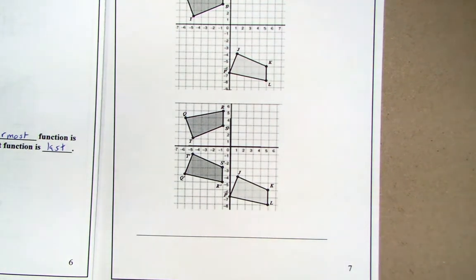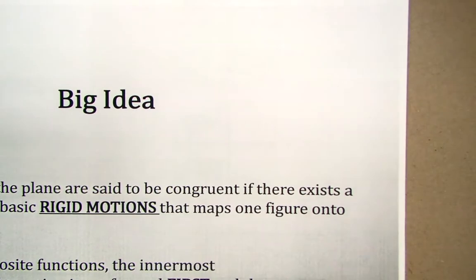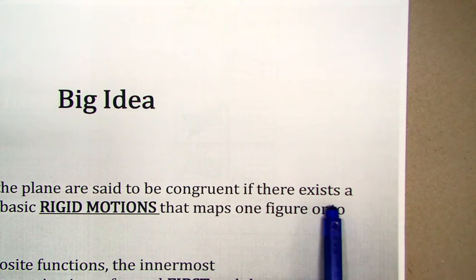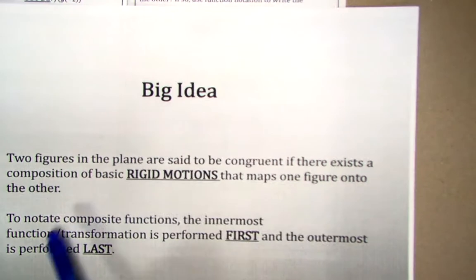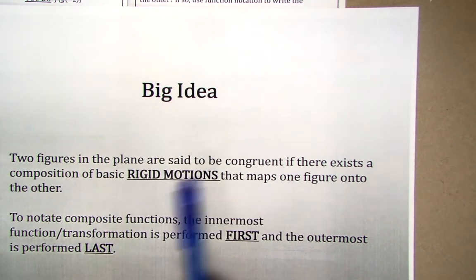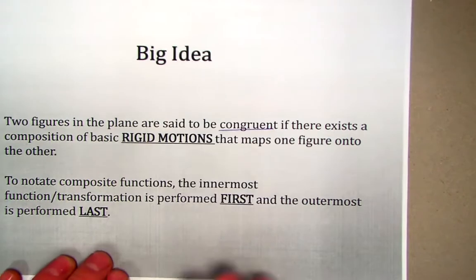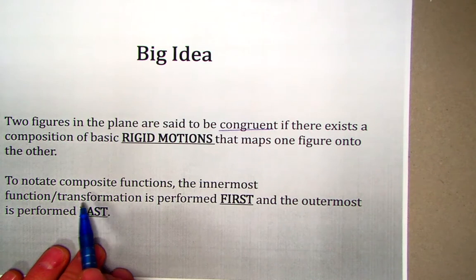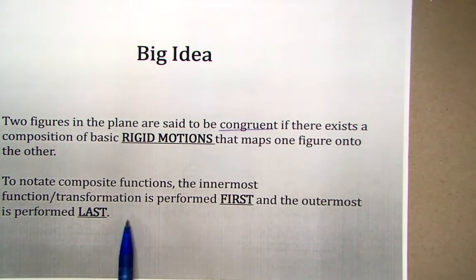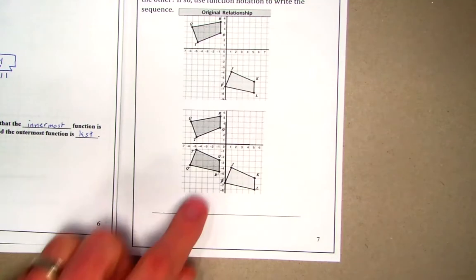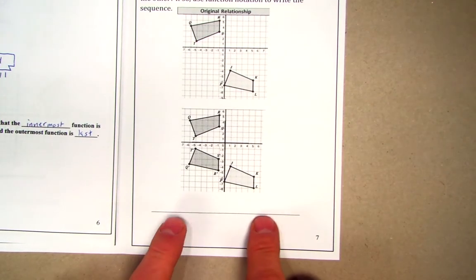All right, so that's it. The big ideas for this: two figures in the plane are said to be congruent if there exists a composition of basic rigid motions that maps one figure onto the other. That's one big idea, what congruence means. And then the other big idea is just how to write a sequence of transformations using function notation. And that's what this example is. We did one in class, so look back at that one to figure out how to do it.